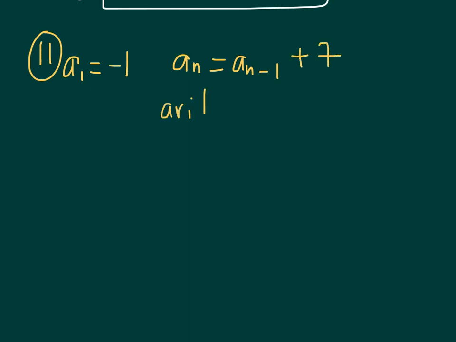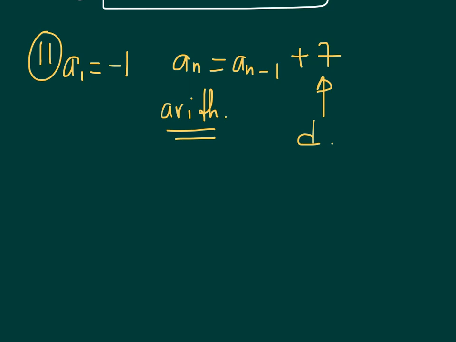Okay, number 11, we're going the other way. They're giving you the first term, which is negative 1, and they're giving you the formula or the rule recursively, and you're asked to write it explicitly. Now, you need to recognize this is arithmetic, and as long as you recognize this is arithmetic, this is your common difference, which is d.